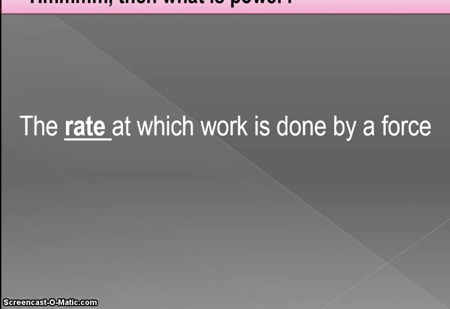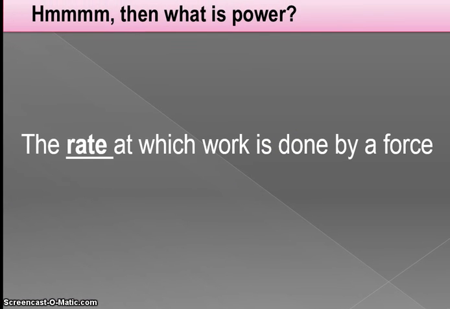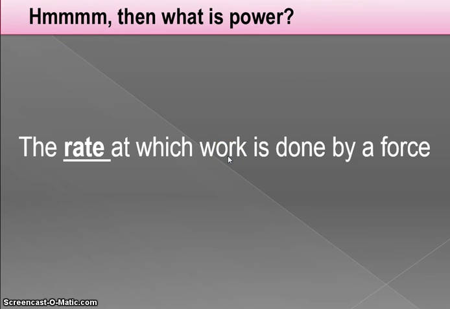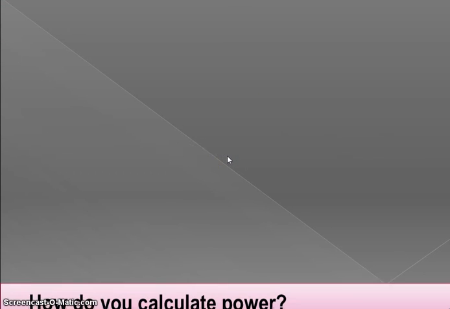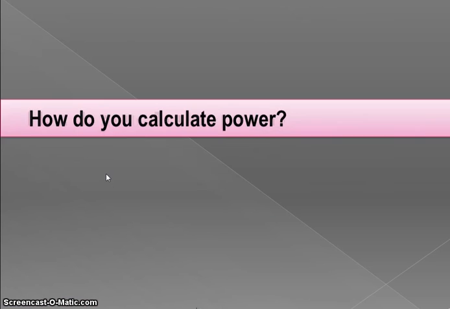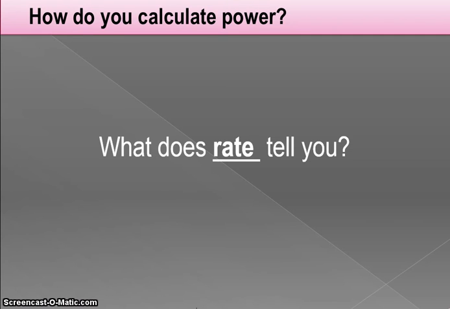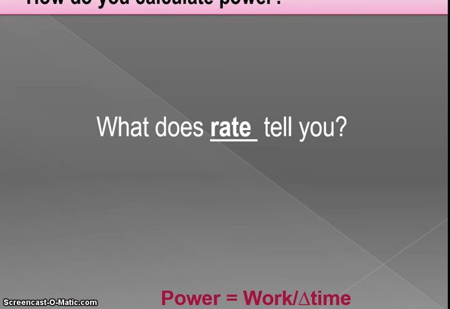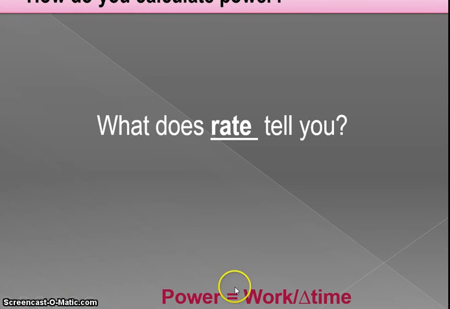Okay, so then what's power? Well, it's the rate at which work is done. So write that down for the definition. When we say the word rate, we mean how quickly the work is done. So how do you calculate power? Write this down here in your equation box. Power equals the amount of work divided by the amount of time it takes. So the quicker you do your work, the more power you have.